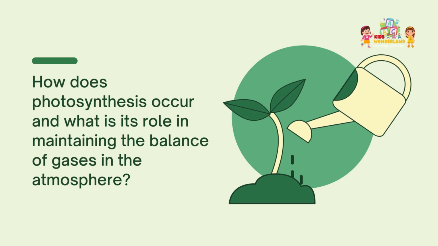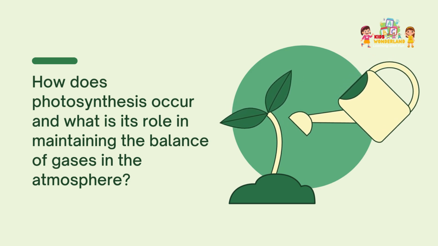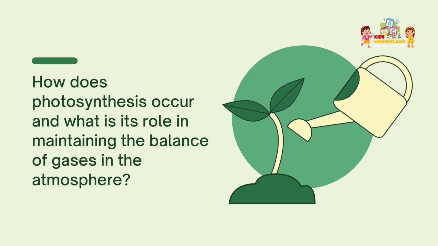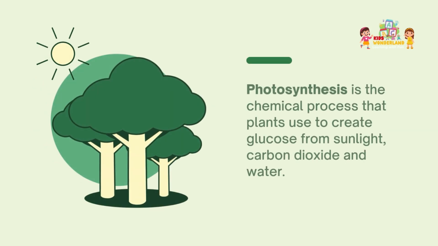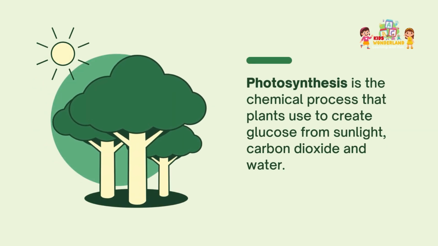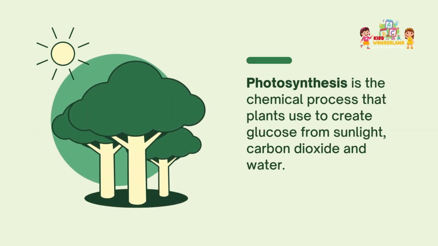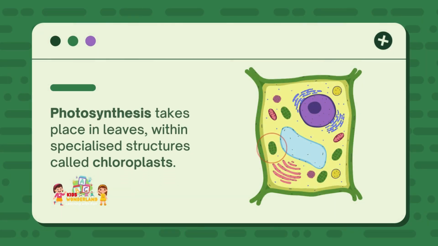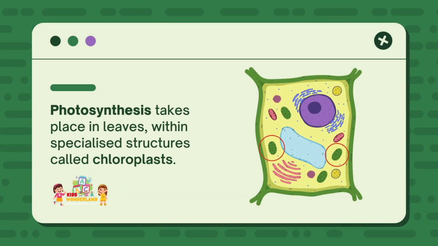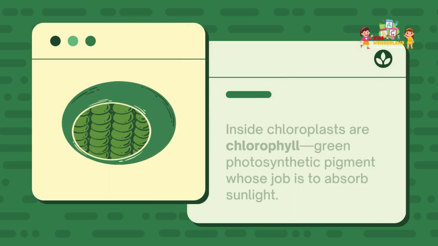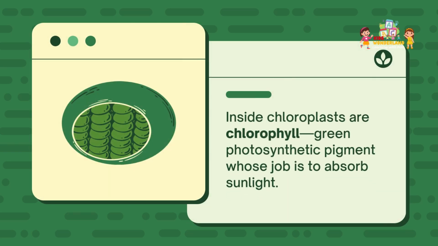How does photosynthesis occur and what is its role in maintaining the balance of gases in the atmosphere? Photosynthesis is a chemical process that plants use to create glucose from sunlight, carbon dioxide and water. Photosynthesis takes place in leaves, within specialized structures called chloroplasts. Inside chloroplasts is chlorophyll, a green photosynthetic pigment whose job is to absorb sunlight.